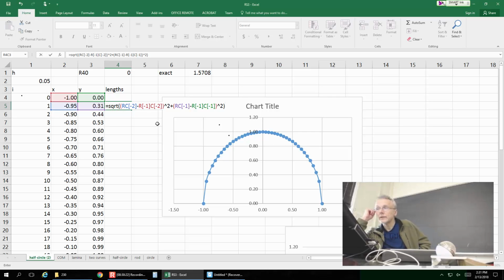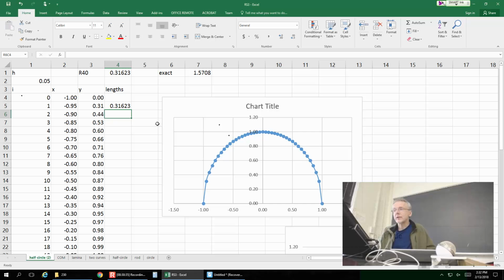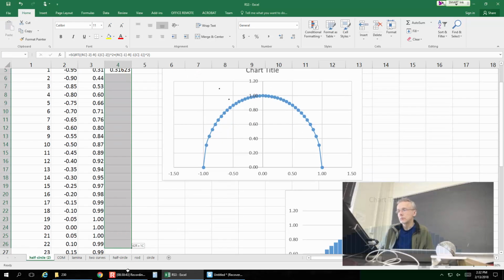See the formula, right? It looks a bit more complicated than the algebraic representation, but that's what happens when you use Excel. It's a little bit more cumbersome than we're used to. So that is the length of that longer leg over there, 0.31623, and then I just expand them all.